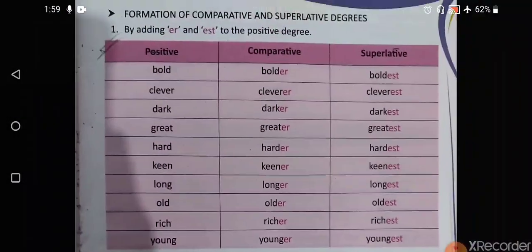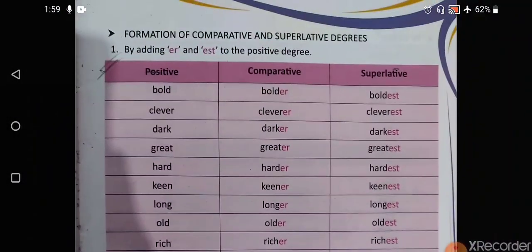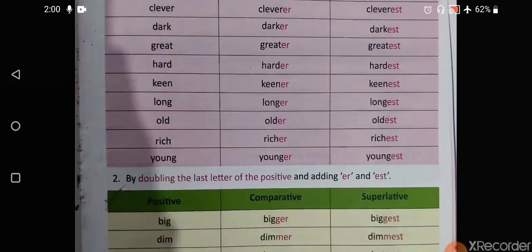Coming on to the next page, now we have to understand how these comparative and superlative degrees are formed. There are many different ways to write the comparative and superlative degree. First one is by adding ER and EST to the positive degree. These comparative and superlative degrees are made by adding ER or EST to words like bold, bolder, boldest, clever, cleverer, cleverest, old, older, oldest, rich, richer, richest.